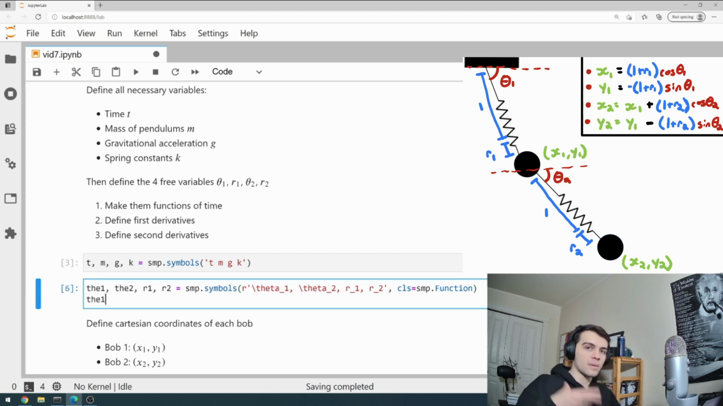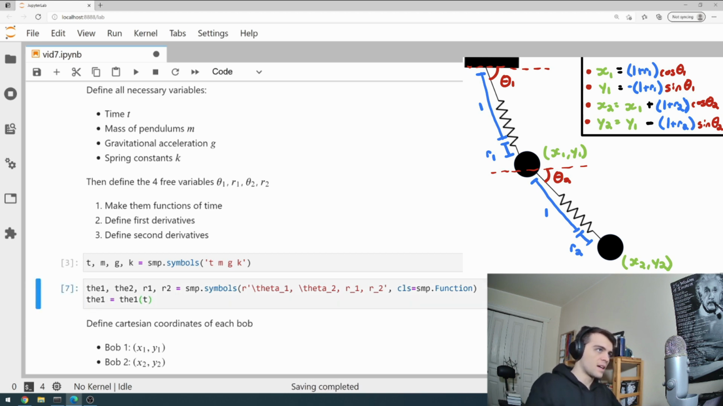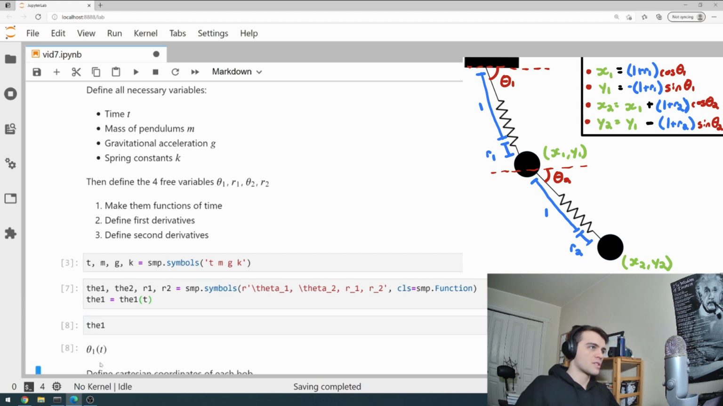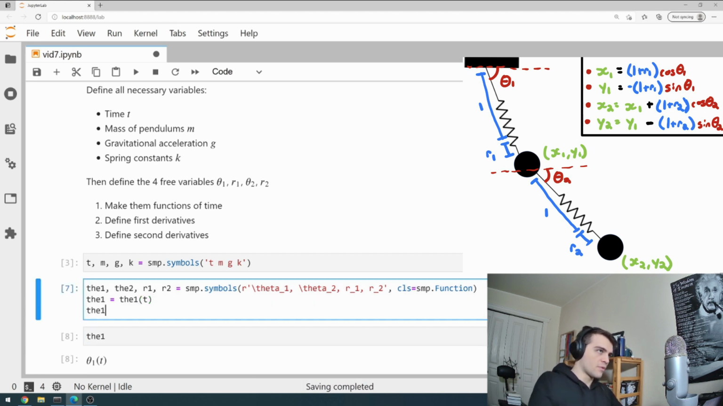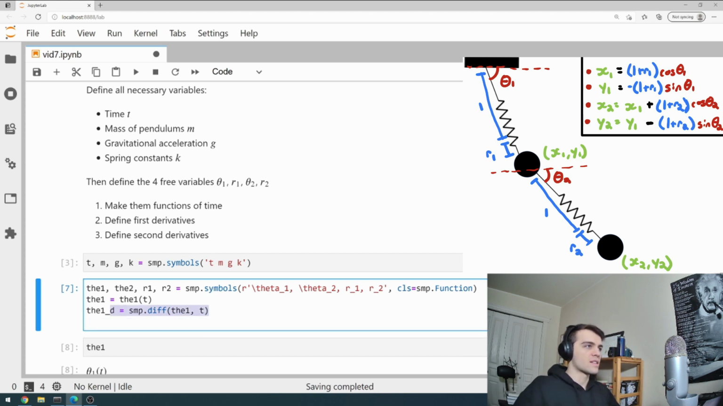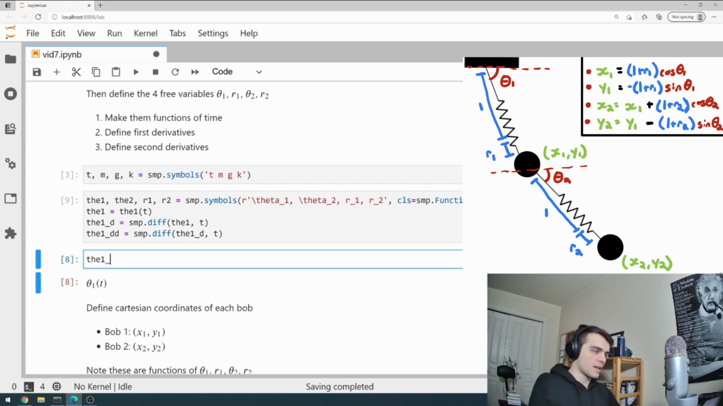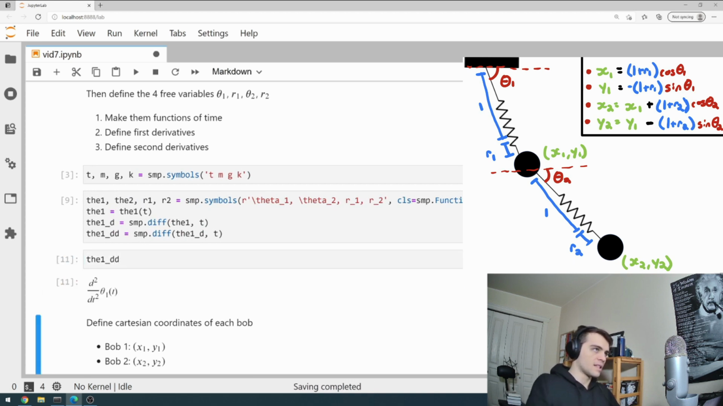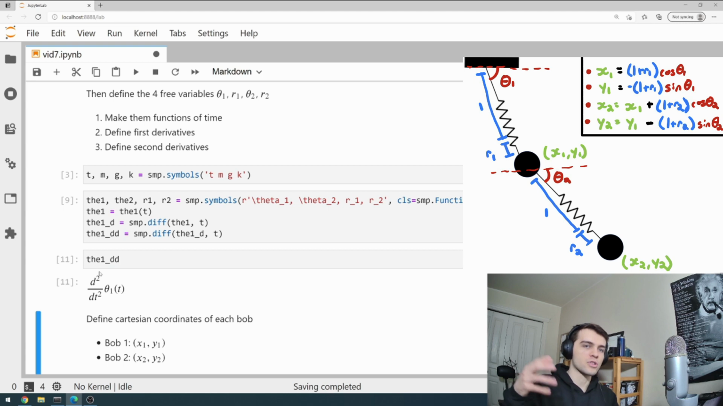So I'll just do one variable and then I'll skip ahead to the other. So I'll go theta 1 is equal to theta 1 of t. That makes it a function of time, as you can see here. And then I can define the first derivative, and I'm going to use underscore d for one derivative and dd for the second. Go sympy.diff, this is the derivative method. And I just go theta 1, t, and I'll define the second derivative as well. Underscore dd, and this is just differentiating the first derivative with respect to time. So now I have theta 1, theta 1d, and theta 1dd, the normal function, first and second derivative.